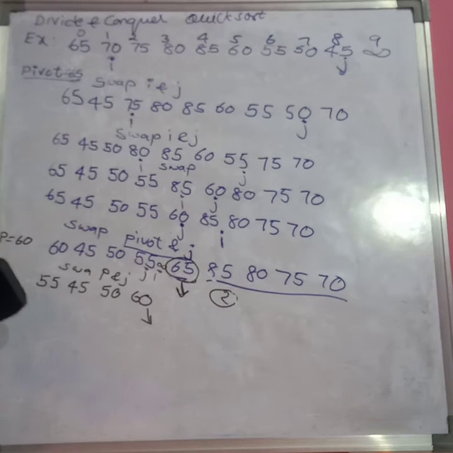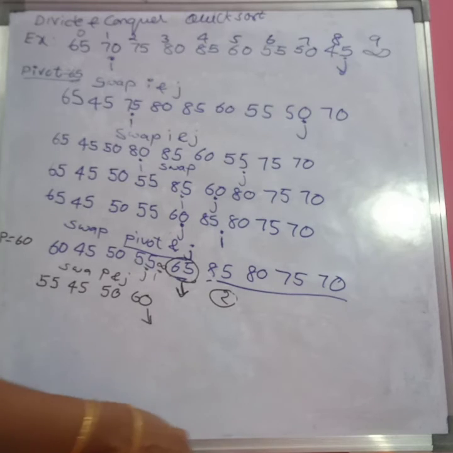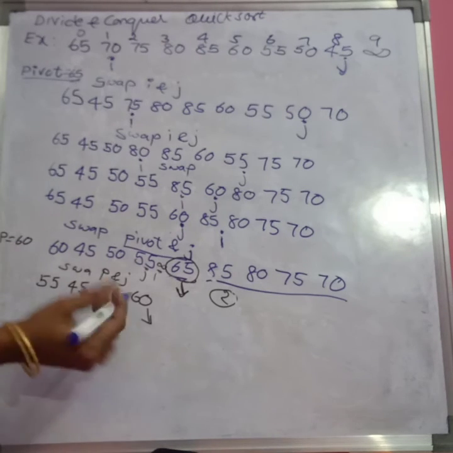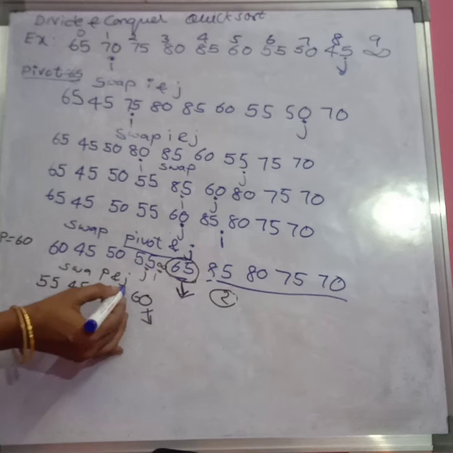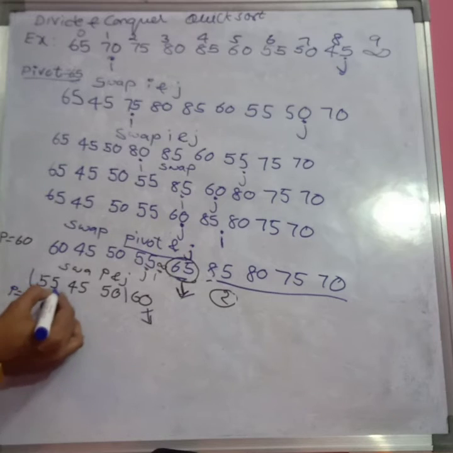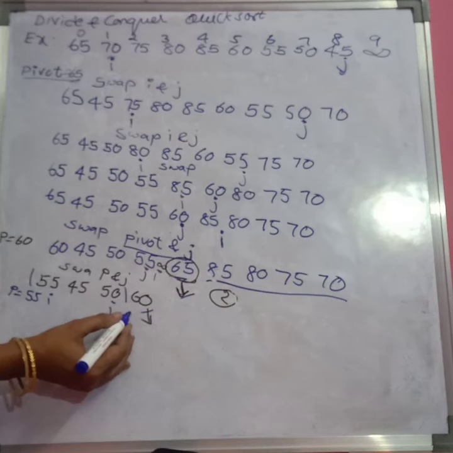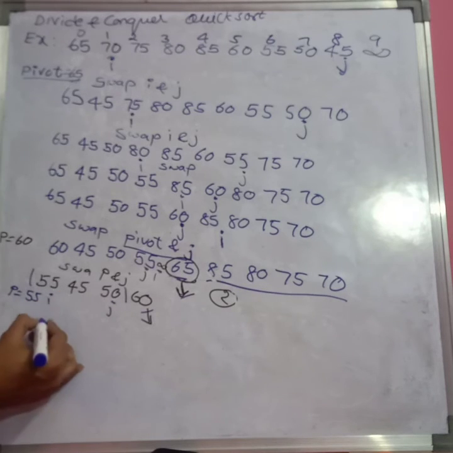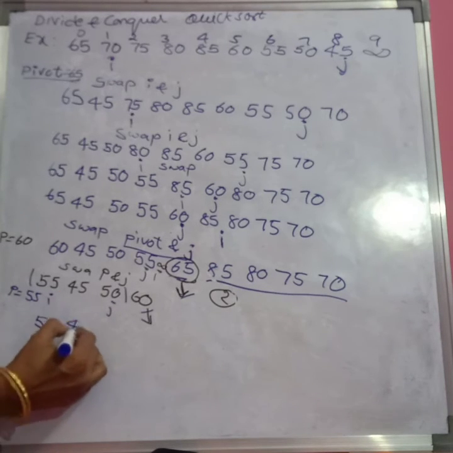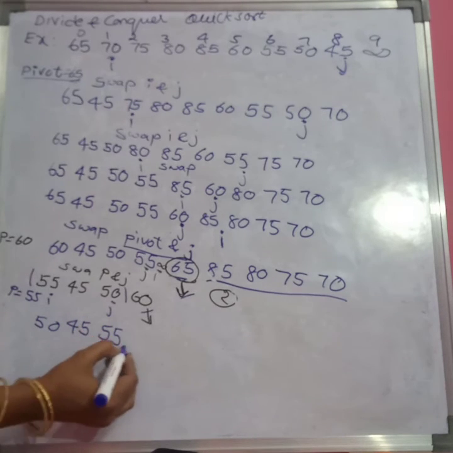So this problem is once again divided into two problems. 65 and 60 are in their positions. Now consider this one as one problem. Again start the pivot; I am considering 55 here. Once again I and J, same procedure. I is incremented, there is no option for J. So swap these elements like this: 50, 45, 55. So this is also in its position now.